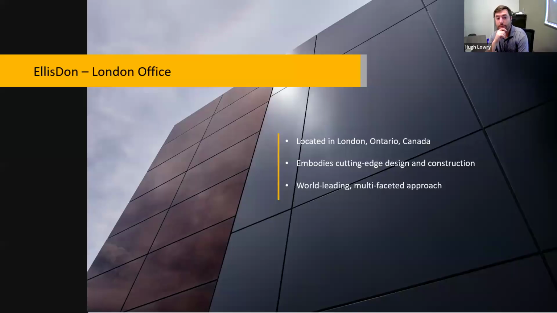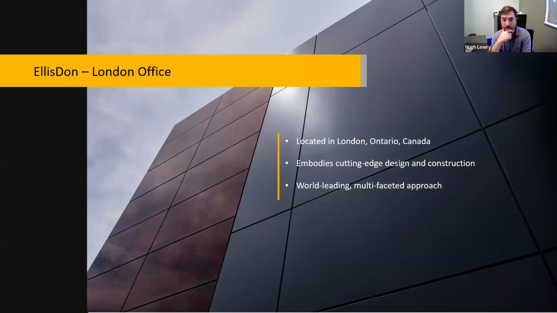So this is located in London, Ontario, in Canada. It embodies cutting-edge design and construction. It's a world-leading, multifaceted approach to this building. It was completed for Ellis Don. Ellis Don is a large construction company up here in Canada. It completes about $5 billion worth of contracts annually in every market sector across the globe.